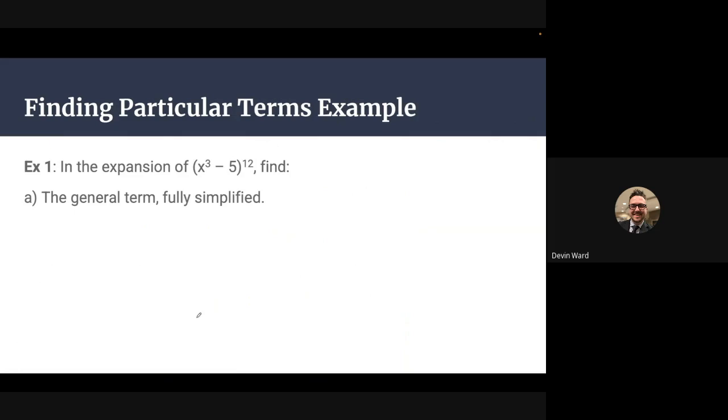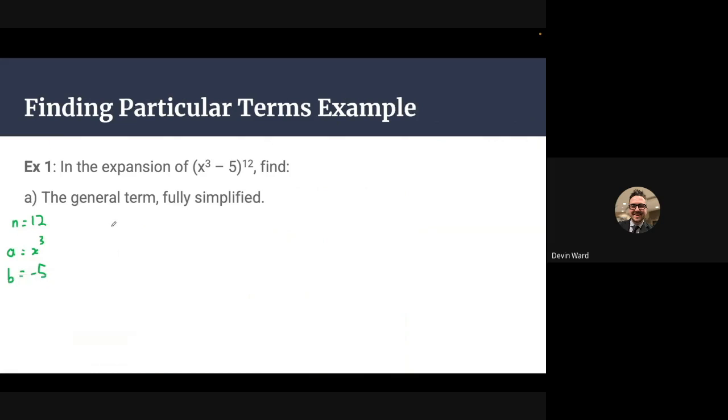So in the expansion of (x cubed minus 5) to the power of 12, we want to find the general term fully simplified. So here we have our n. Remember, that's always the exponent, which is equal to 12. That'll be my a term: a is equal to x cubed, and b is equal to negative 5.